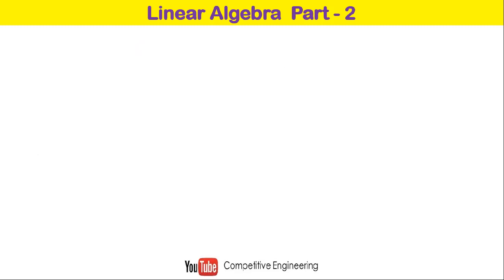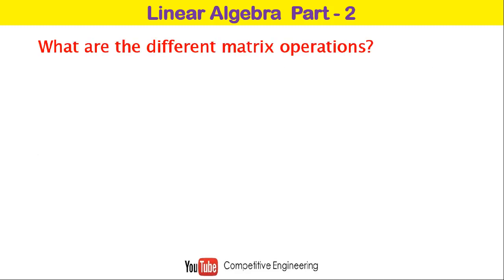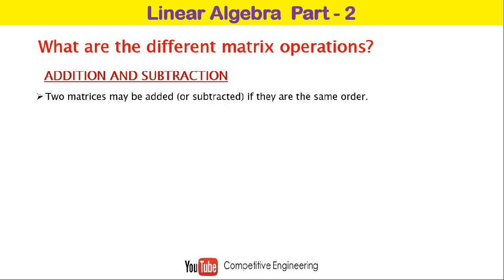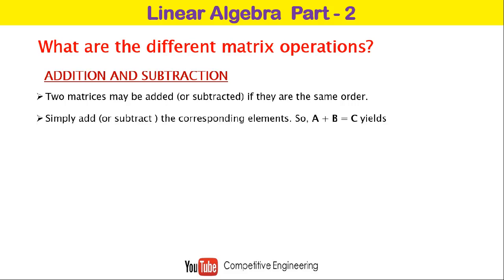Okay, so what are the different matrix operations? We will be covering the addition operation, subtraction operation, and multiplication operation. So first, addition and subtraction. Two matrices can be added only if they are of the same order, that is, m by n and m by n. If we are adding two matrices A and B, A should be of order m by n and B should be of order m by n. Then only we can add them, because there should be exactly m into n elements. So we can simply add or subtract the corresponding elements.